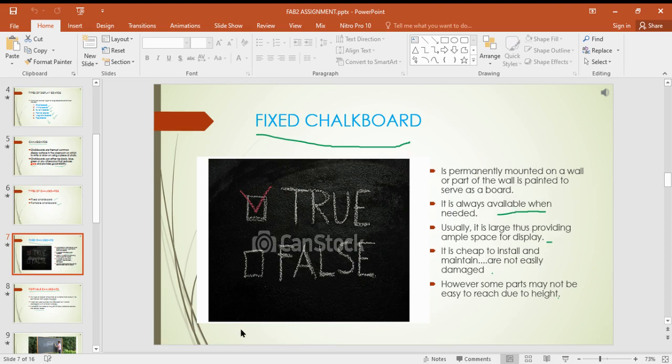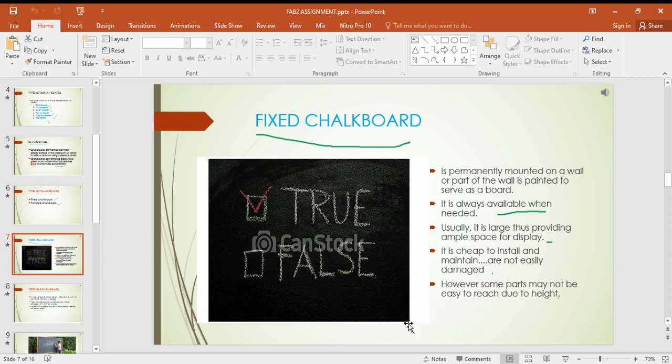One of the advantages of the fixed chalkboard is that it is always available when needed. Remember, it's fixed on the wall, so it's permanently there. So anytime you feel you need the chalkboard, it's always there when need arises. Another advantage, it's usually large, thus providing ample space for display. It is cheap to install and maintain, and it's not easily damaged.